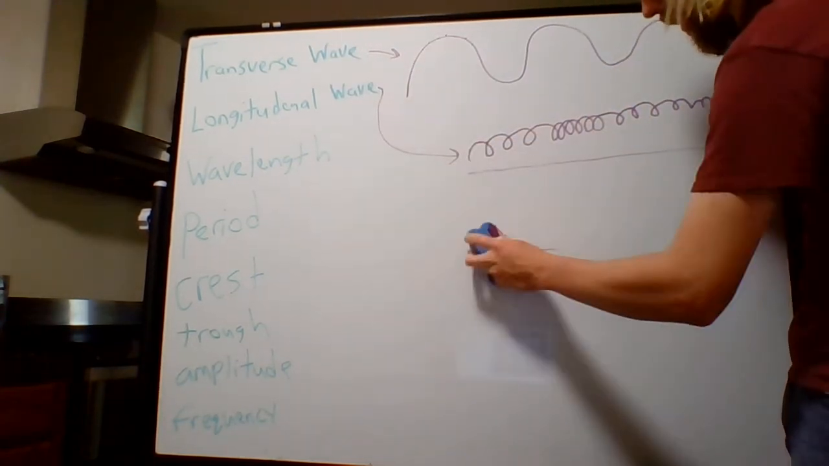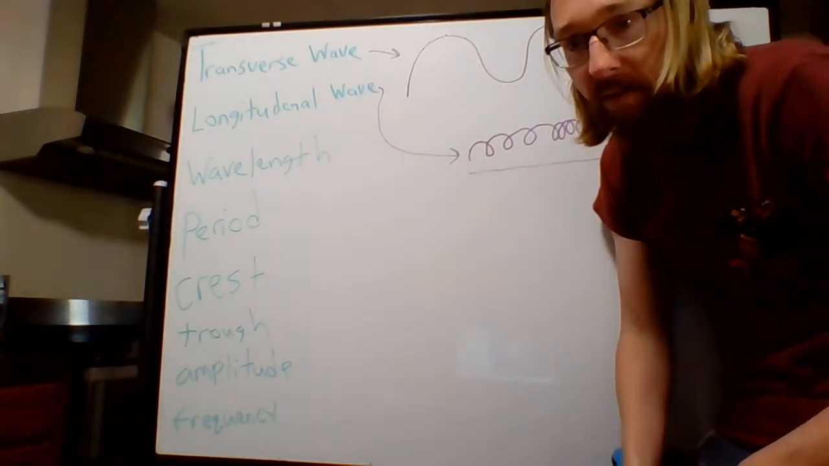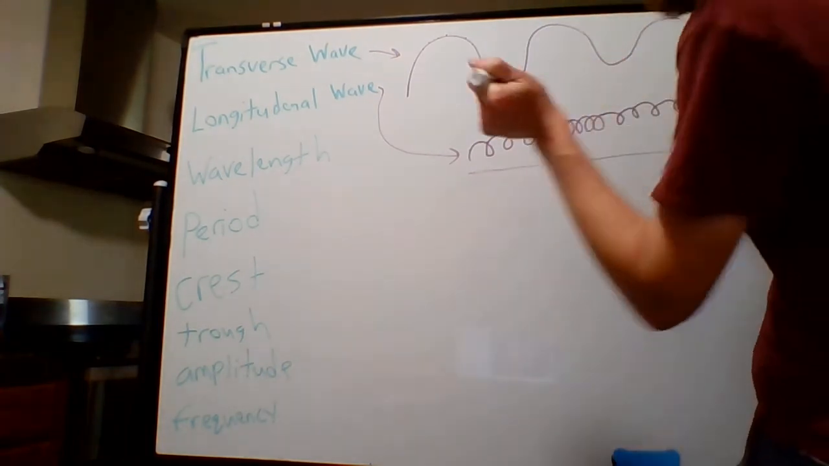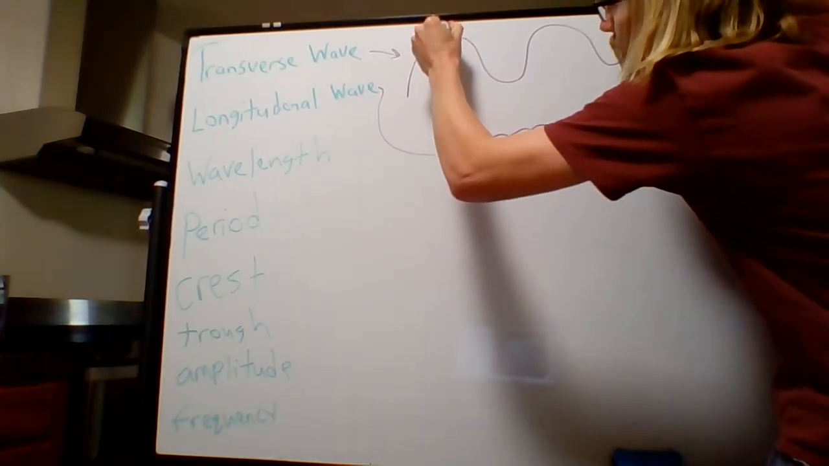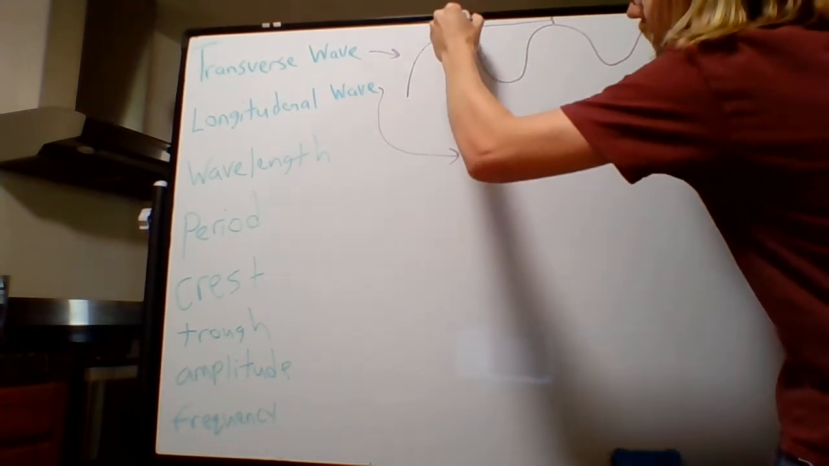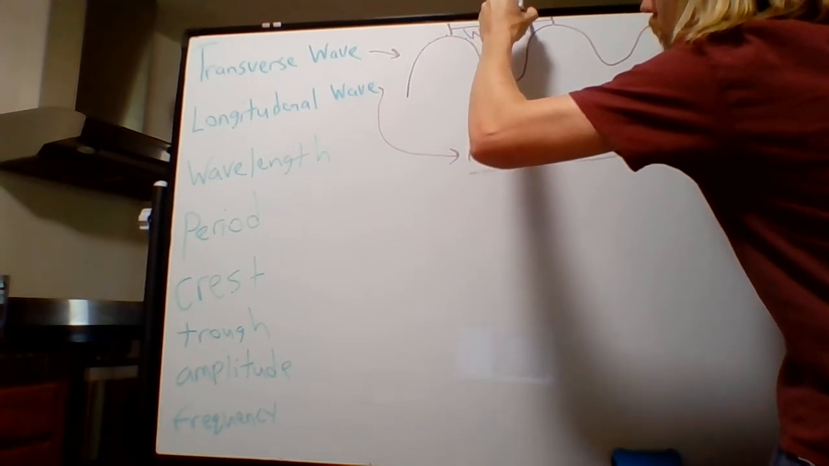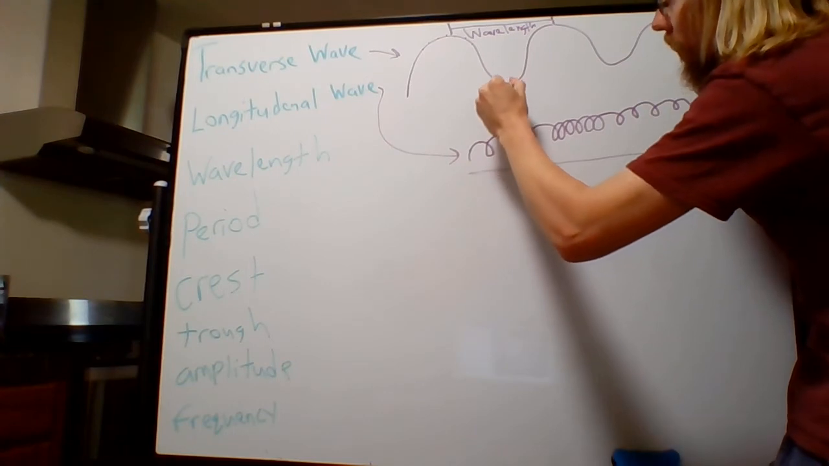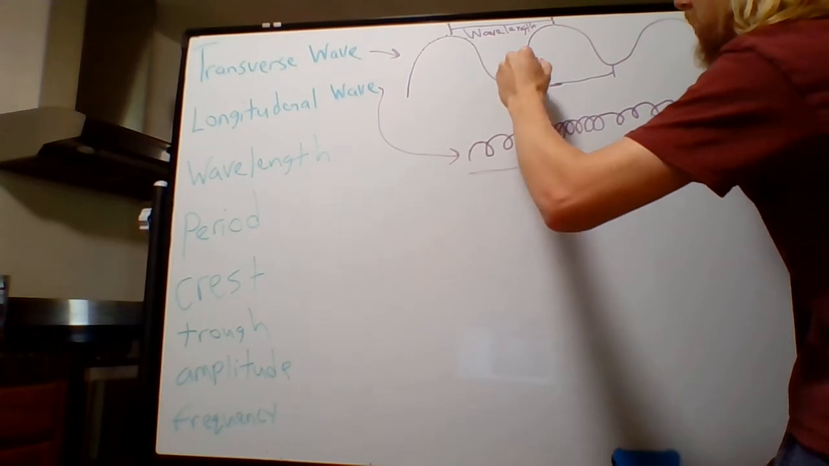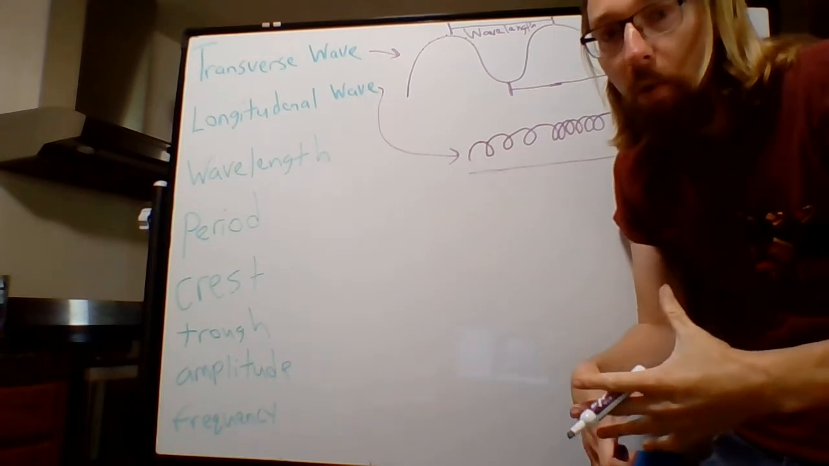Now for wavelength. The wavelength is the distance between two identical portions of a wave. Okay, I'll say it again. A wavelength is the distance between two identical portions of a wave. It can be the distance between the two crests of a transverse wave. That could be the wavelength. Or it could be the distance between the two troughs, the two bottoms of the wave. That could be a wavelength too. The key definition is that it's simply the distance between two identical portions of a wave.